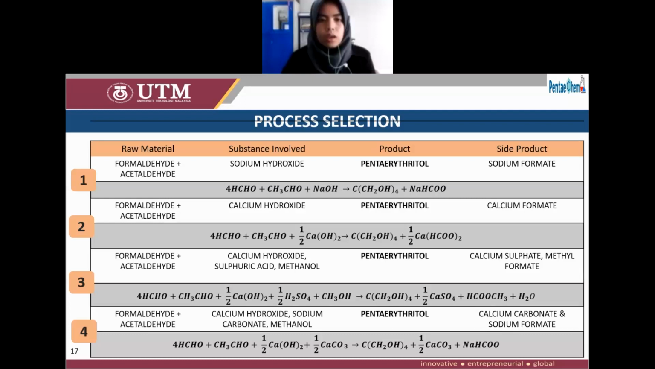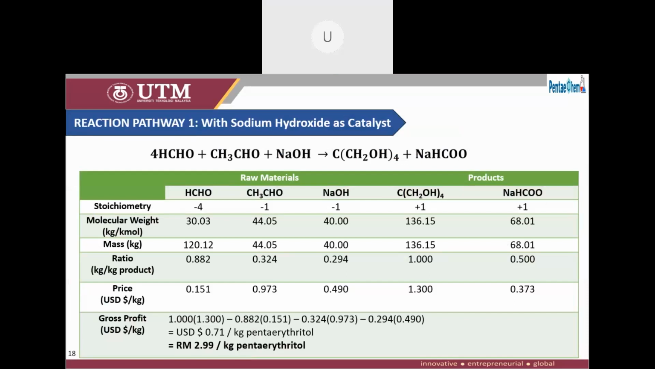And the fourth reaction uses catalyst calcium hydroxide in addition with sodium carbonate and methanol. The side products formed are calcium carbonate and sodium formate. And these are the calculations for economic potential and gross profit. The calculation must consider the overall reaction.